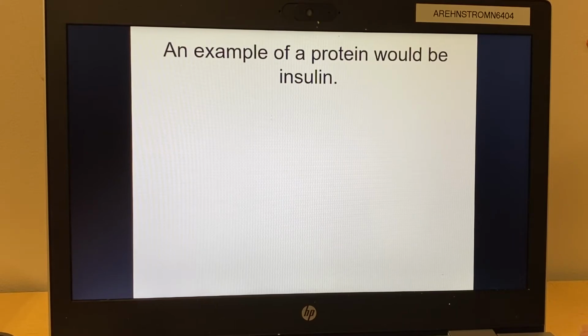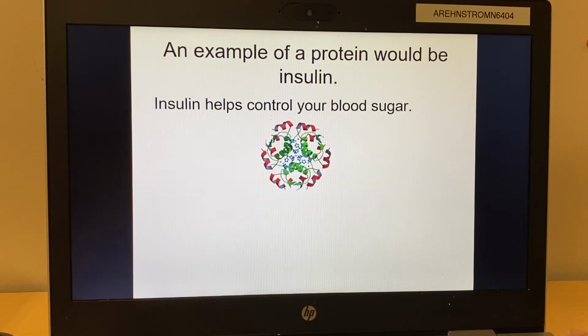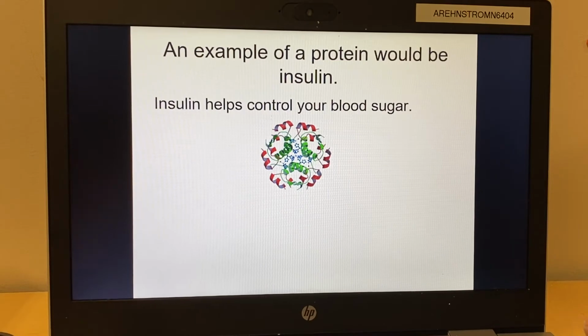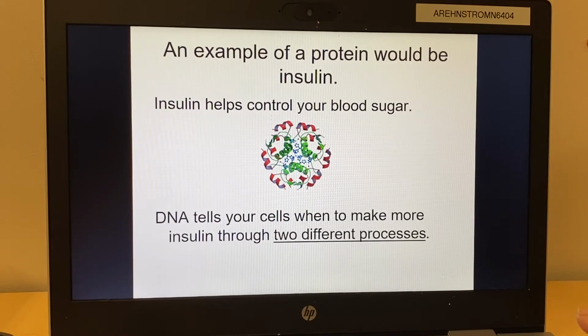So let's go back to the insulin example that I mentioned. Insulin is a protein. It helps control your blood sugar. This is actually the molecular structure of it. It's kind of a big fancy protein. When the cells of your pancreas receive a signal that, hey, we're running kind of low on insulin, you guys need to make more, it has to go through two different processes.